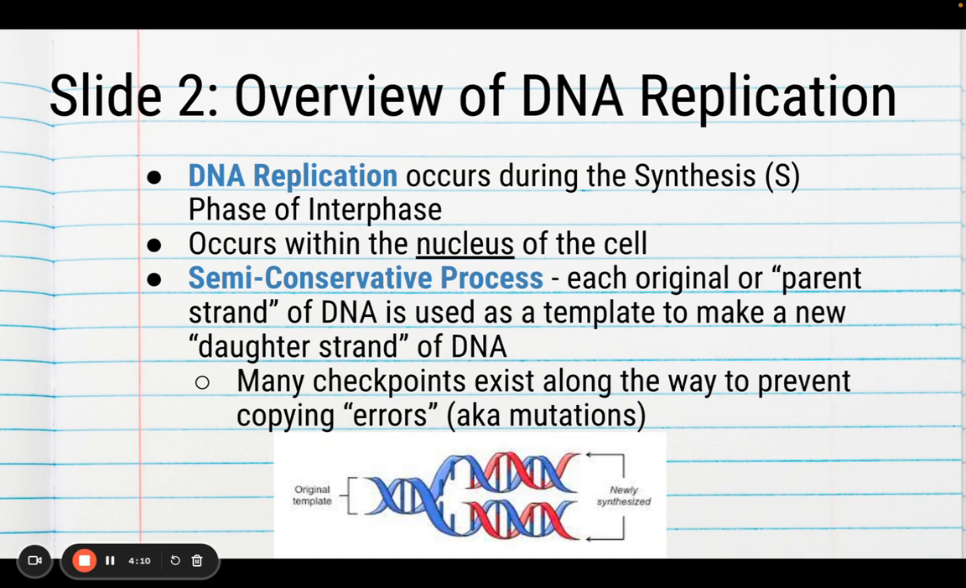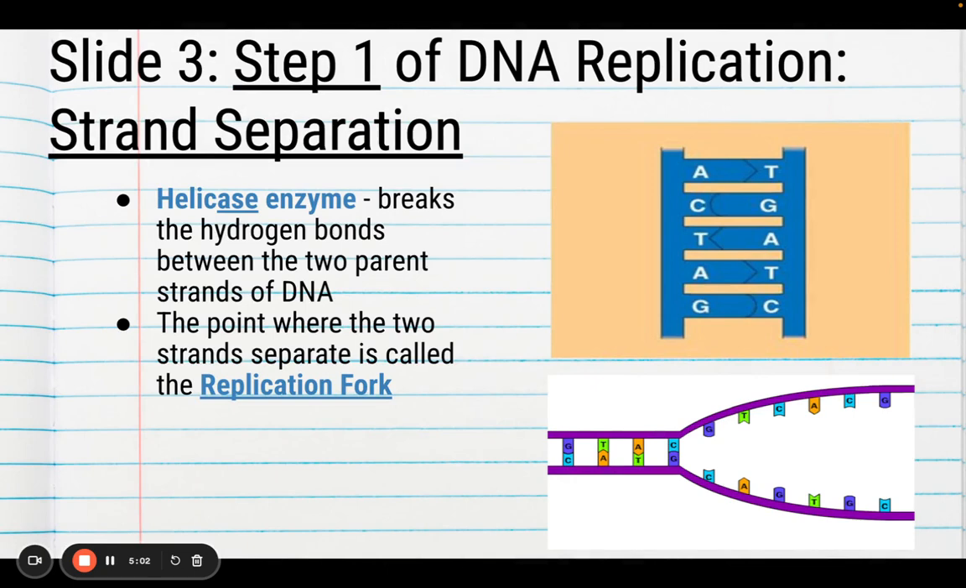It is important to point out that in the cell cycle, there are many checkpoints along the way to prevent copying errors, and we'll talk more about those. Those are called mutations. So the first step of DNA replication is strand separation. Before you can make a copy of DNA, you've got to break these bonds between your nitrogen bases. And remember, these are hydrogen bonds between the bases. So cytosine and guanine, each of them have 3 hydrogen bonds, and adenine and thymine each have 2 hydrogen bonds between them.